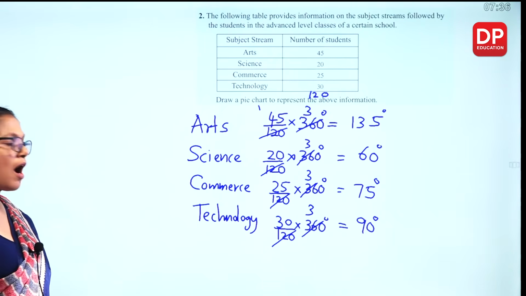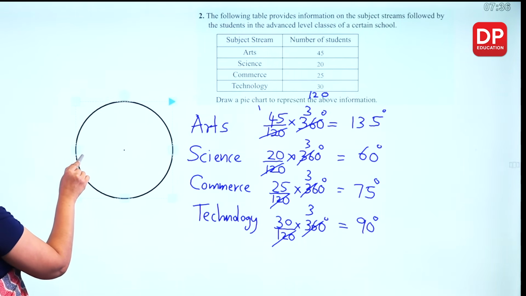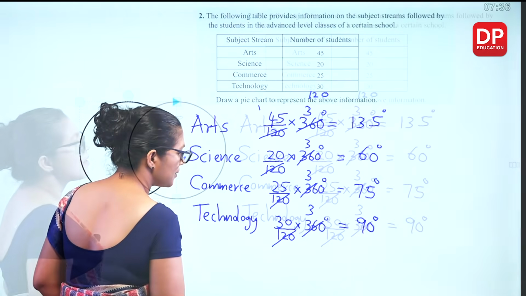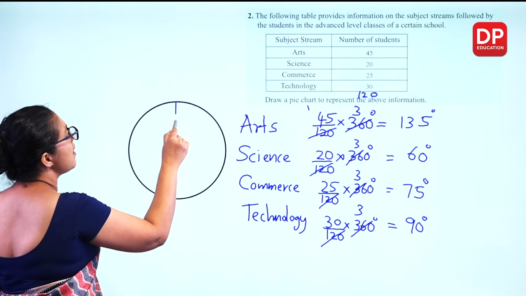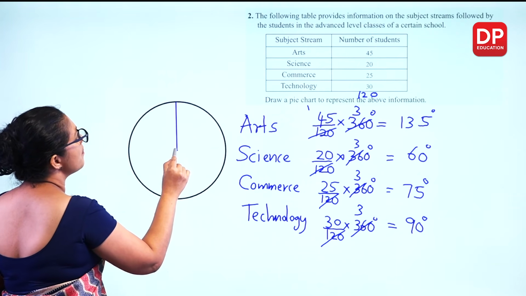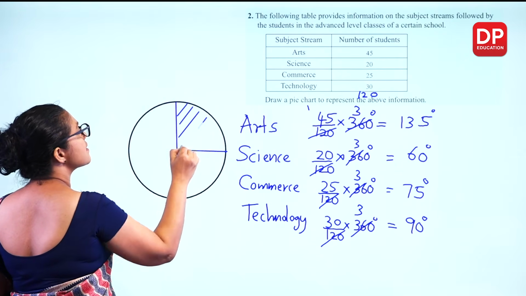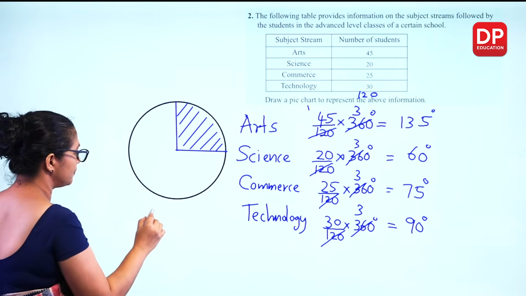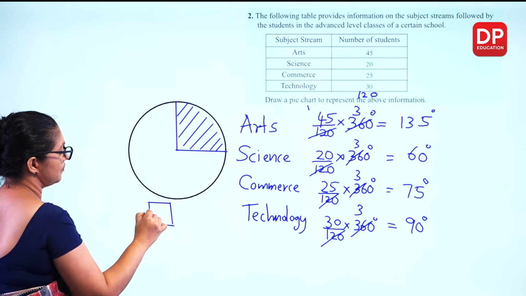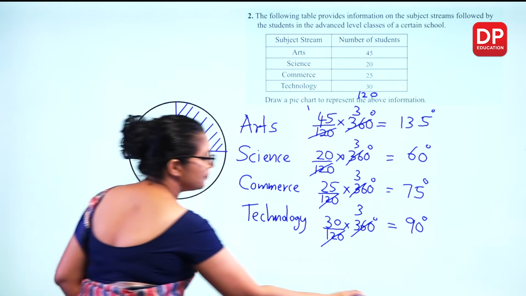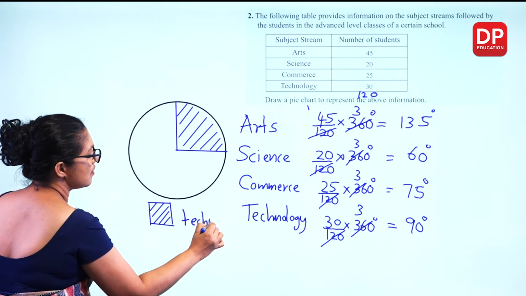Now we'll see how we can draw the pie chart. So we'll take the circle and you need to mark. We can easily mark the technology part, that's 90 degrees. So here I'll put lines. That's technology.